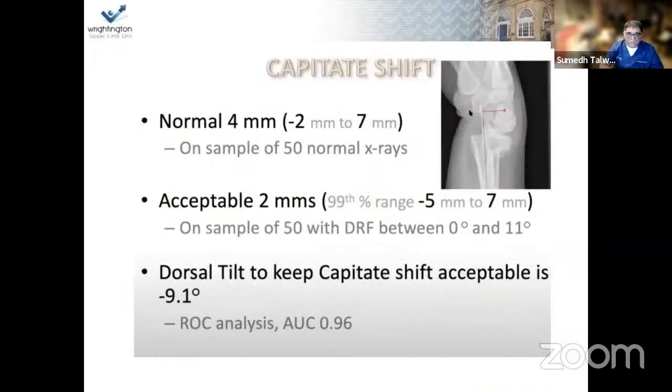So we know that the normal capitate shift usually lies 4 millimeters in front of the volar axis of the radius, with a range of -2 to 7 millimeters.